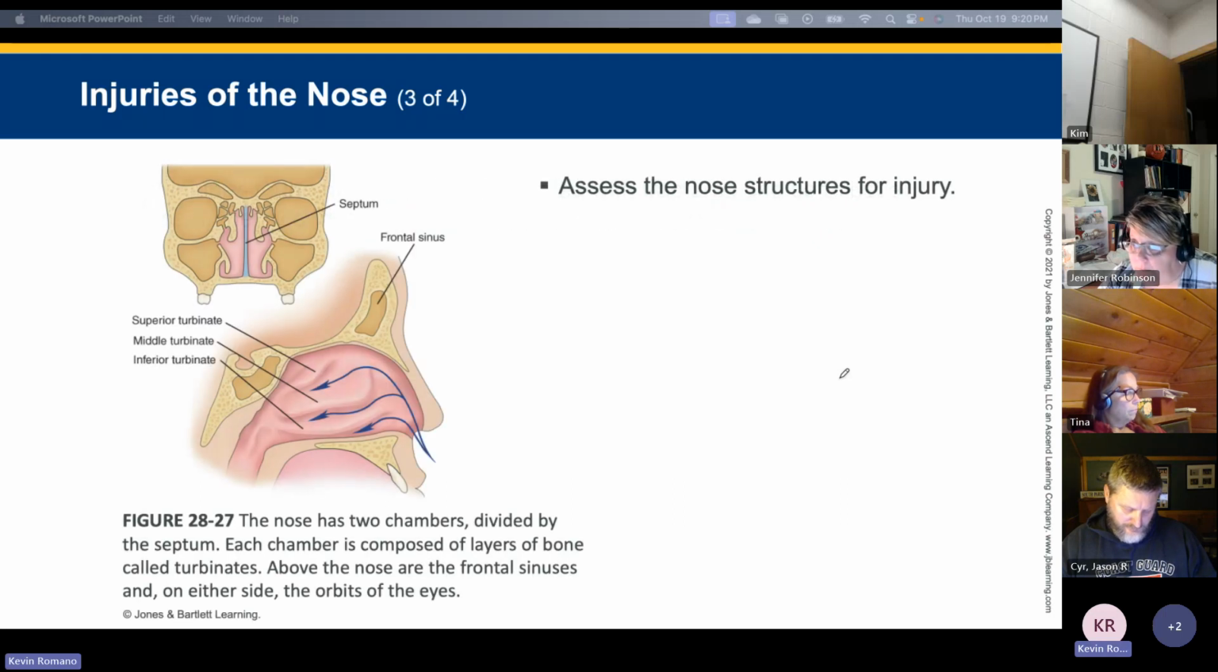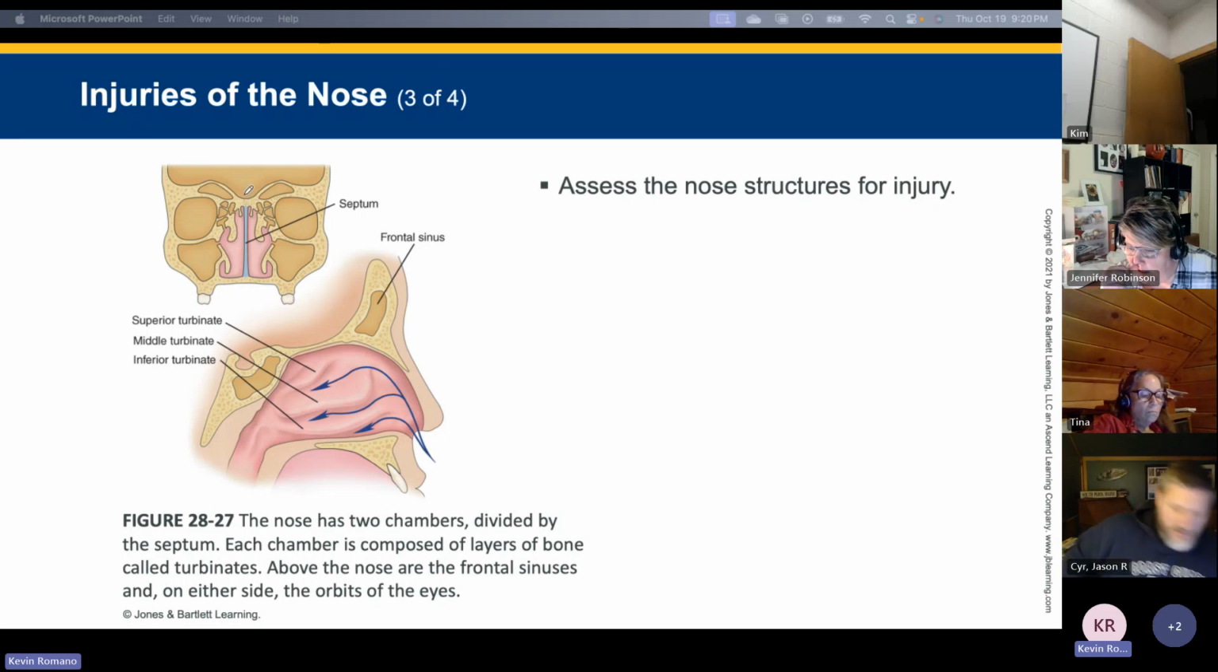All right, so assess the nose structures for injuries as well, right? As you can see on the picture here, there are 3 different canals: superior, inferior, and middle. Those are called turbinates. Inside of these, they have little hair follicles that help filter the air coming in. So the nose has 2 chambers divided by the septum. Each chamber is composed of layers of bone called turbinates. 3 turbinates coming in, right? Here's your septum of the nose.